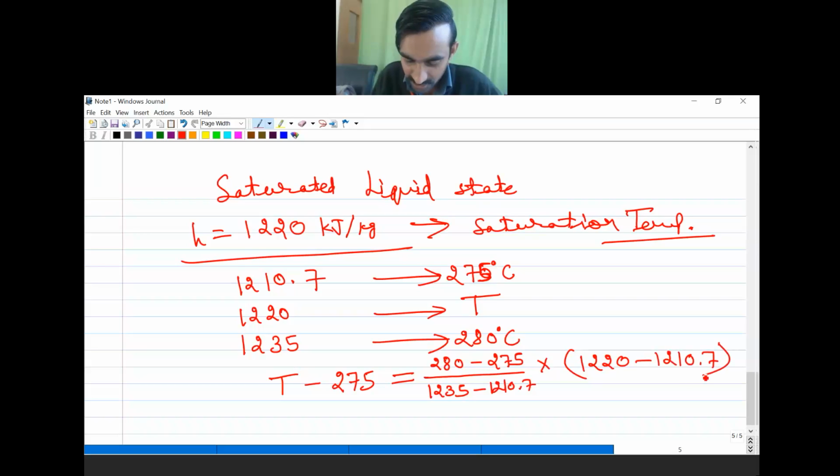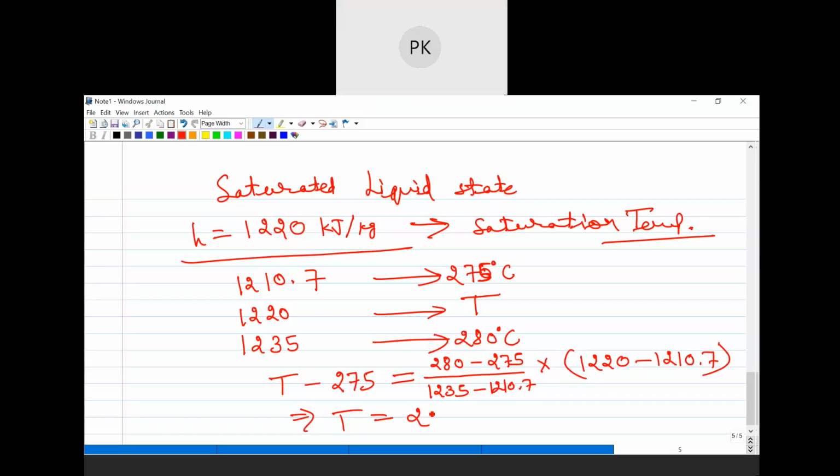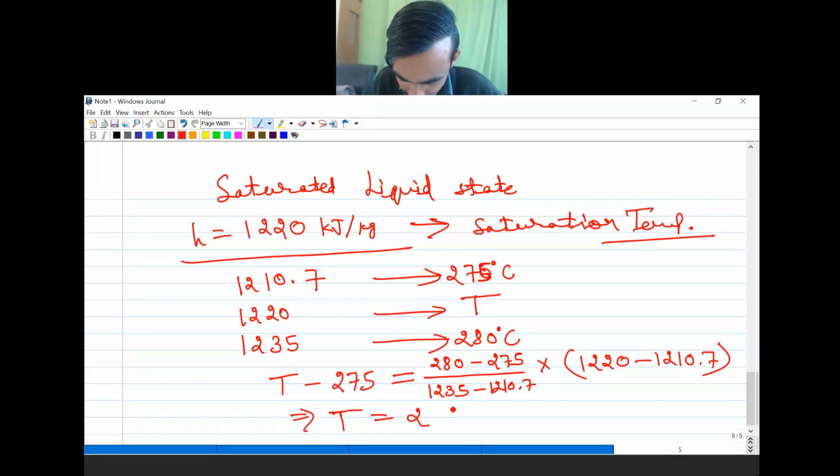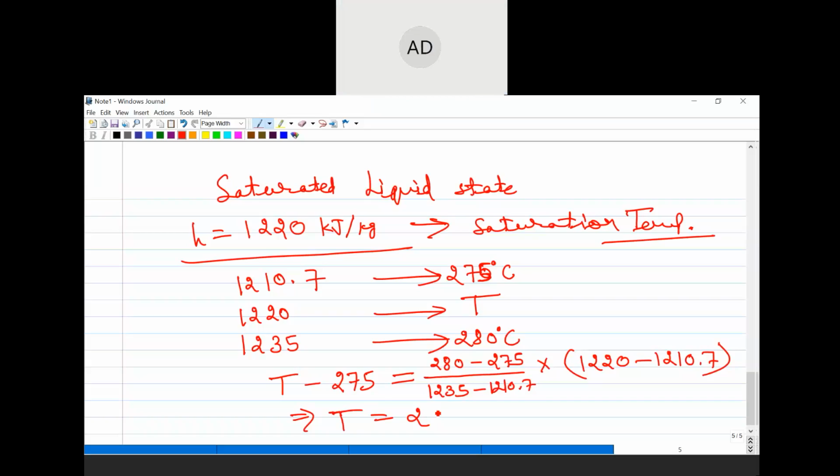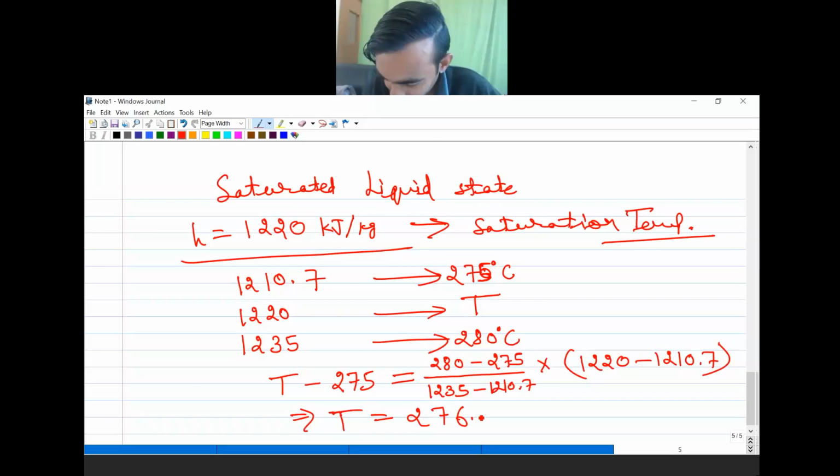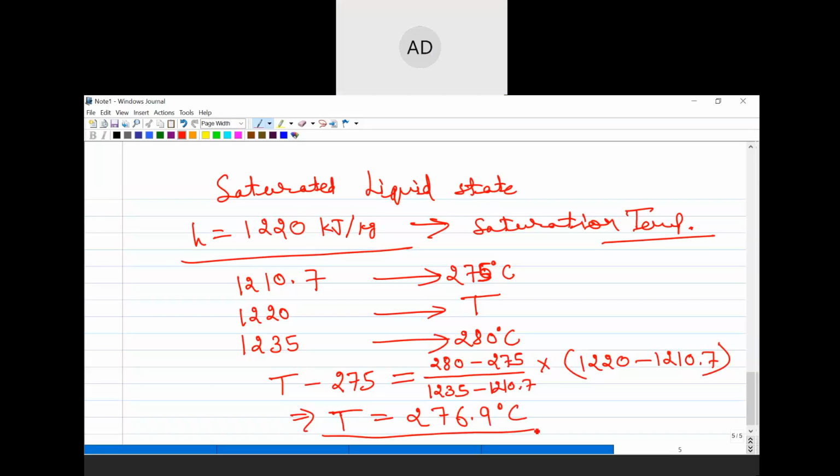Okay, so the answer now is temperature 279.8. I don't think so. It can't come 279.8, since it will be less than half. I think it's coming 276.9. Yes, around 277. Okay. Yes, sir, 276.9. Is it okay? Is everyone getting the same temperature?